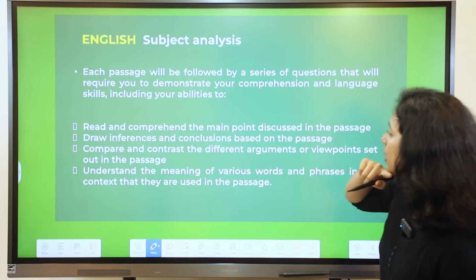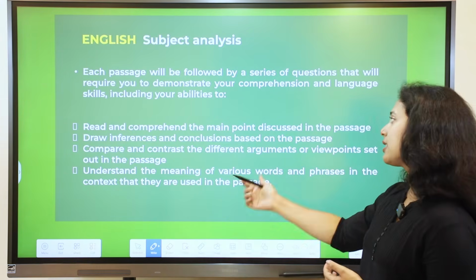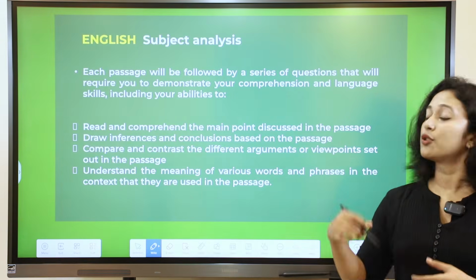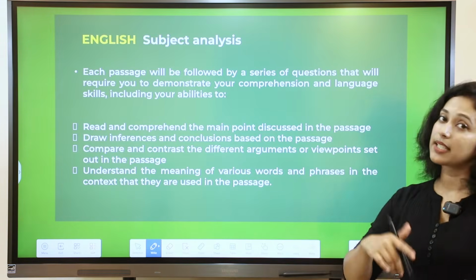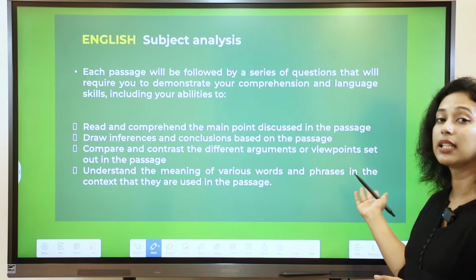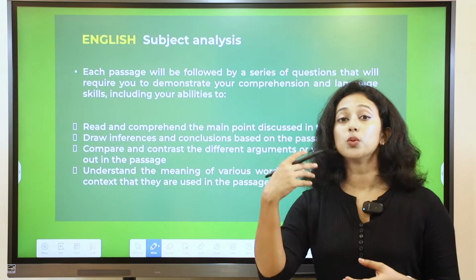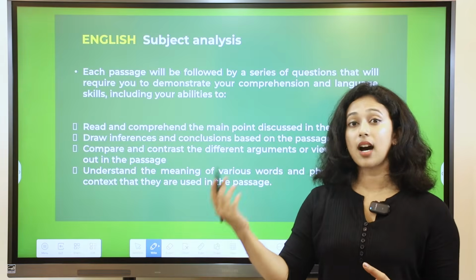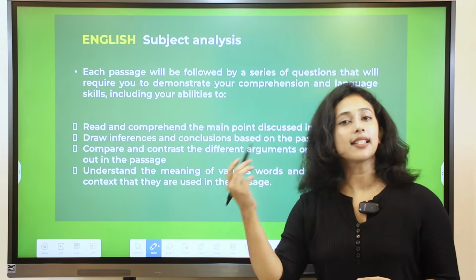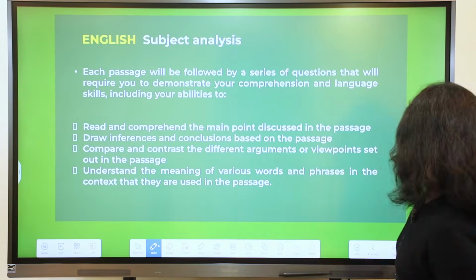Here we have listed the things that we need. We have to read, understand the main points, draw inferences, compare and contrast, and understand the meaning of various words. The passages might also introduce you to new words, and these will be asked as antonyms or synonyms as a question from the passage.